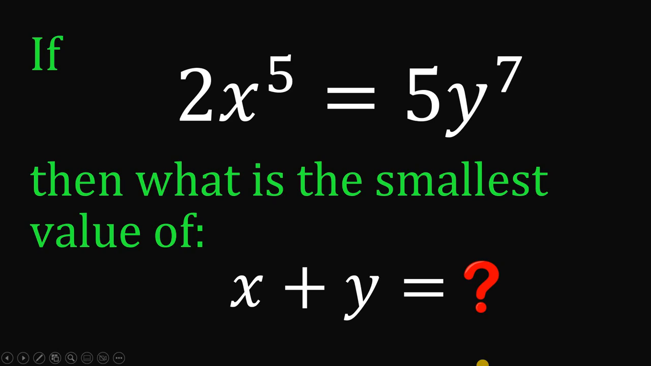Can you solve this math challenge? Here's the question. If 2x raised to the 5th power equals 5y raised to the 7th power, then what is the smallest possible value of x plus y? Now, you can pause this video if you want to give this problem a try.